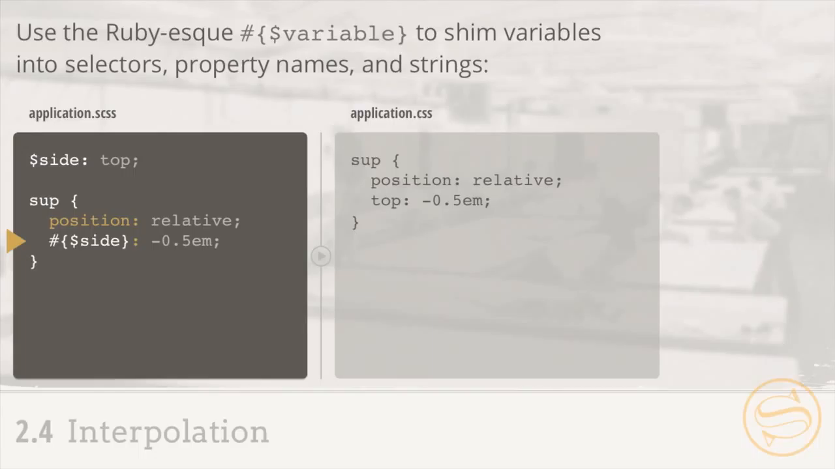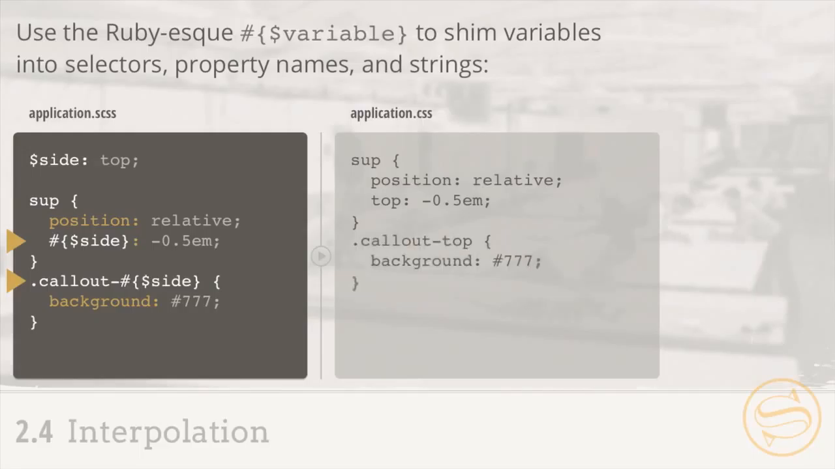Also, we're able to interpolate the value of the side variable into a selector. So second here, we have callout, hyphen, and the interpolated value of side. When this compiles down, we can see it compiles to callout-top, with top being the value of our side variable.